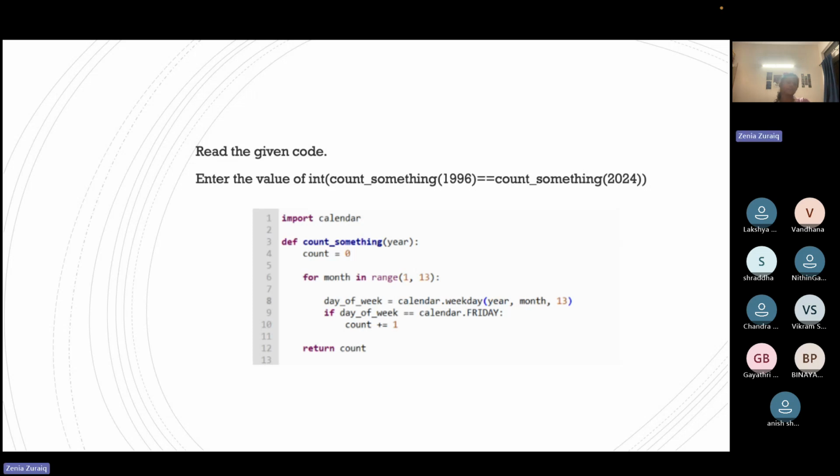Any other answers? Either an answer to the question or what this code is doing? Any answers? Anyone else?